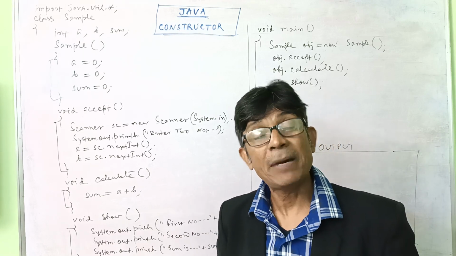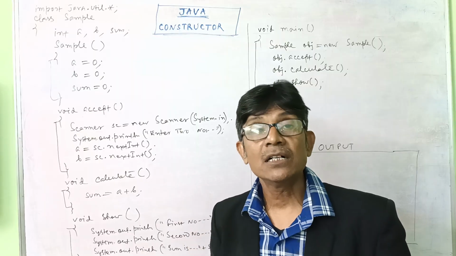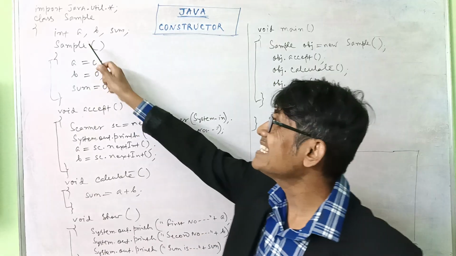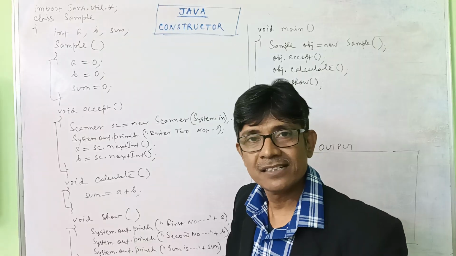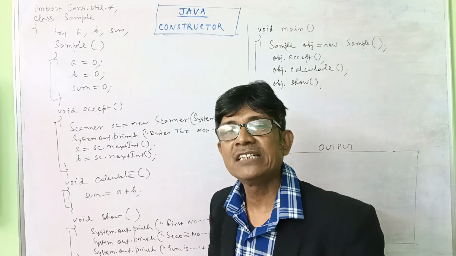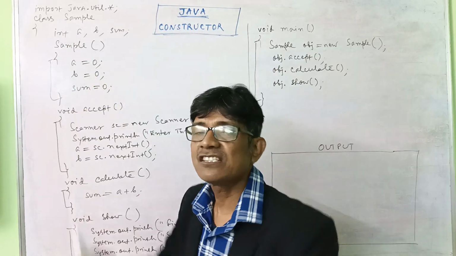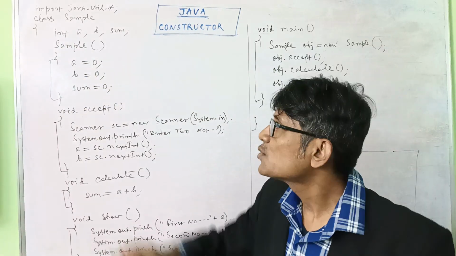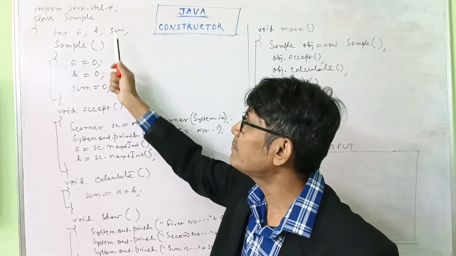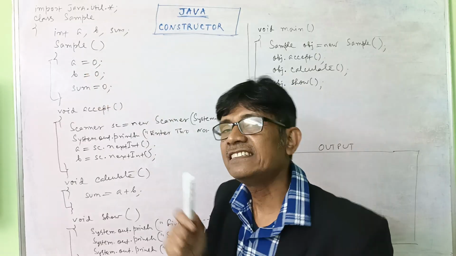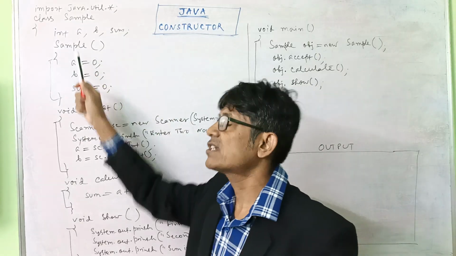Sometimes we will get the parameter values into the global variables. So these are the data members, which I have declared after the class name. After the class name, this area is called the global area. So these variables we have to initialize with their default value using the constructor.